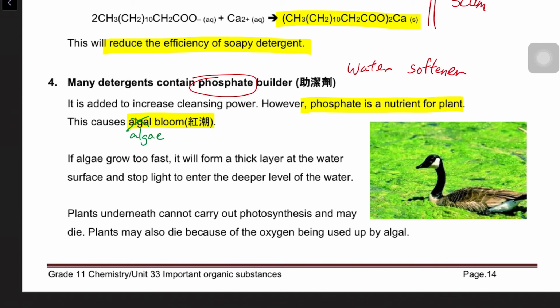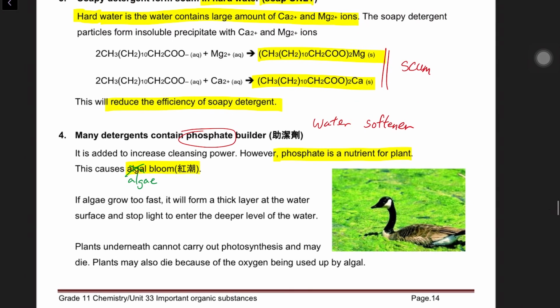The plants underwater will die, and the microorganisms will try to digest or decompose them and further consume the amount of oxygen in water. And again, those marine life will suffer. That's why we should not discharge too many phosphate ions into the sea. So that is the problem associated with the use of detergent.